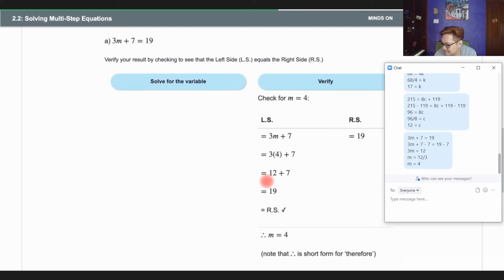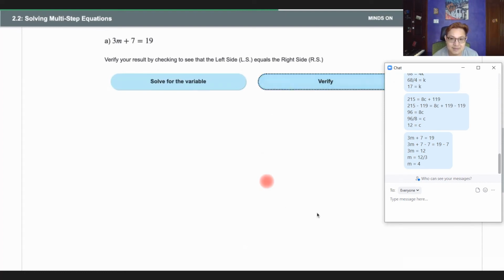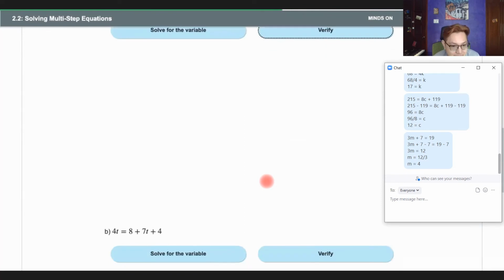So you take 3m, which is basically 3 times 4. M is actually equal to 4, so 3m means 3 multiplied by 4, so it's 12. Then plus 7 equals 19. Okay, so both sides are equal. Now, let's continue.